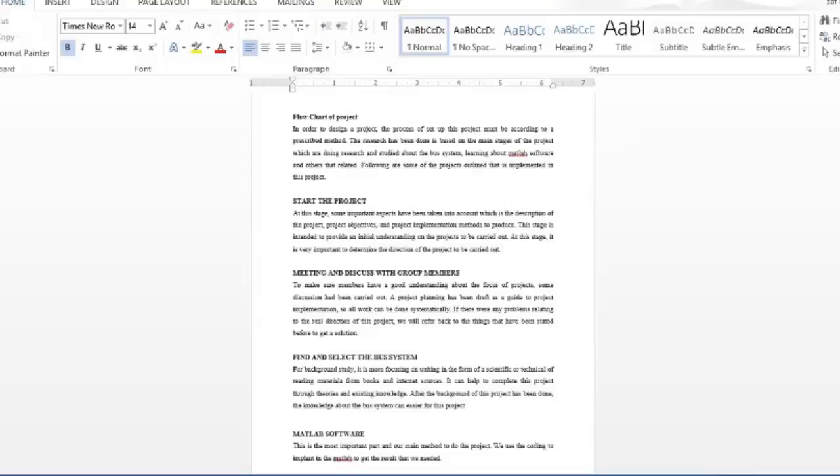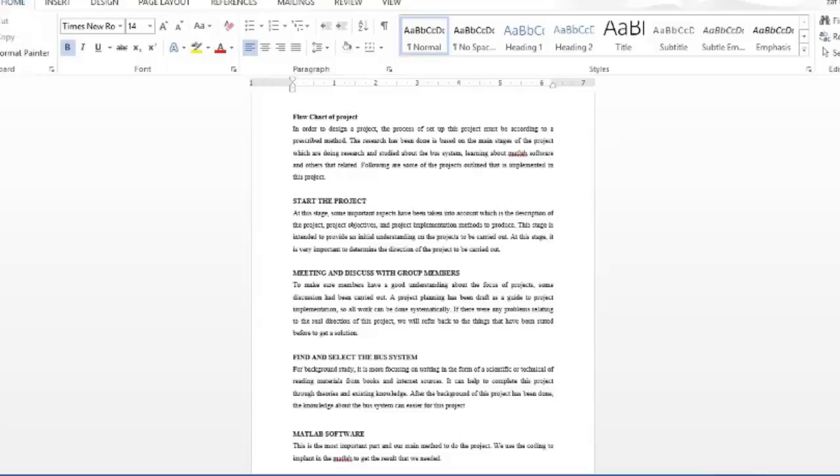Okay, for the background study, it focuses more on writing in a scientific or technical form, and reading material from books and internet sources. It can help to complete this project through theories and existing knowledge. After the background of this project has been done, the knowledge about the bus system becomes easier to apply for this project.